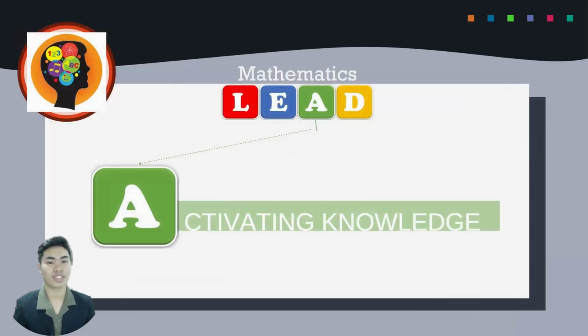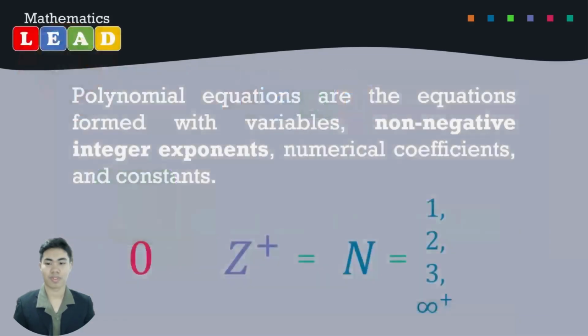Now let's activate knowledge. Polynomial equations are the equations formed with variables, non-negative integer exponents, numerical coefficients, and constants. When we say non-negative integer exponents, it is equivalent to whole numbers, since the whole numbers consist of 0 and then natural numbers, within which are 1, 2, 3, 4, up to the positive infinity. So, in simple manner, it is the whole number itself.